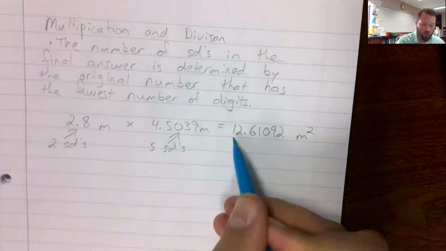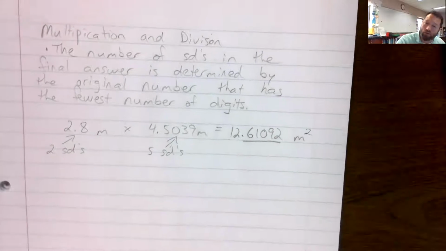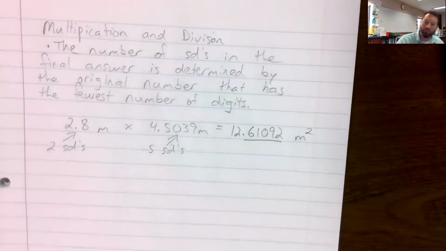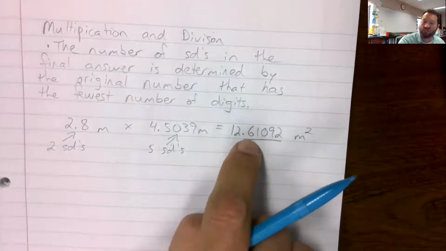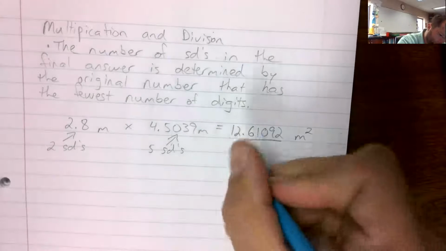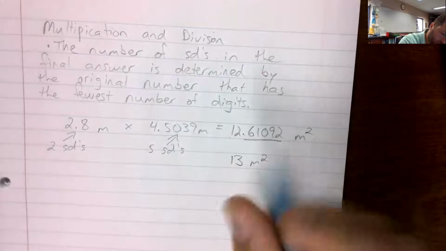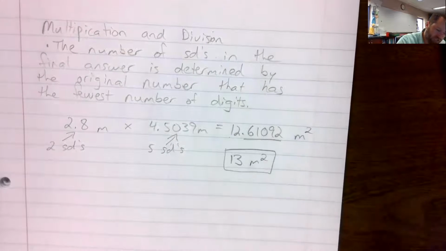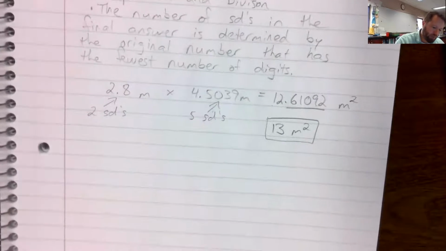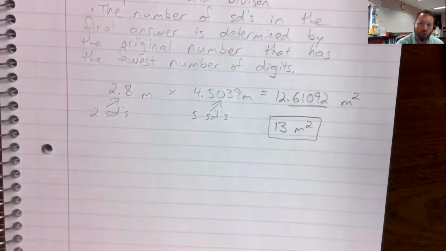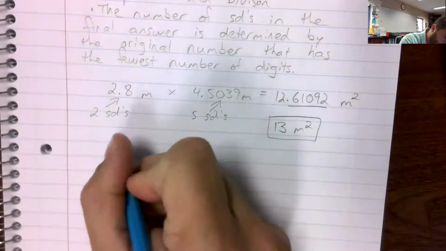There they are, the 1 and the 2. That's it. Everything else, again, I'm going to underline. It is not significant. And now we'll go ahead and round. The number after 2 is a 6. That is enough to round up. So I will do that, and I will end up with 13 meters squared. Again, the rules are a little bit different for multiplication and division than they are for addition and subtraction.